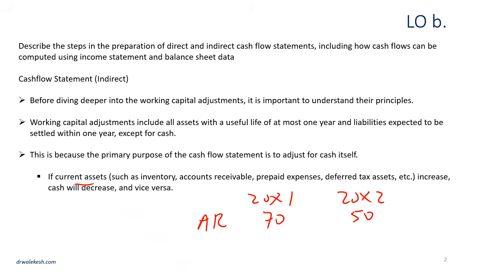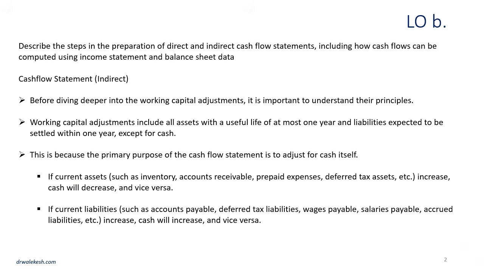Here, we are dealing with a decrease, and the decrease is 20. The decrease of 20 will be added on the cash flow from operations. Now moving on to current liabilities.